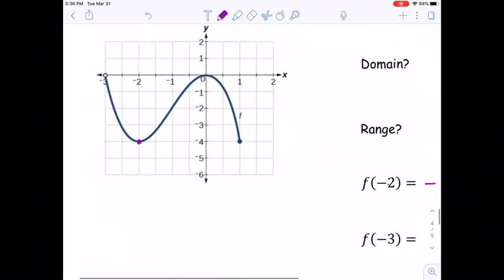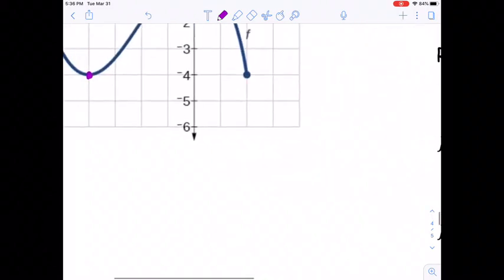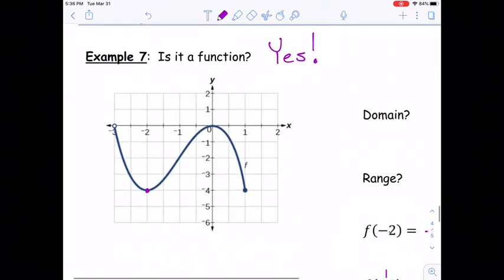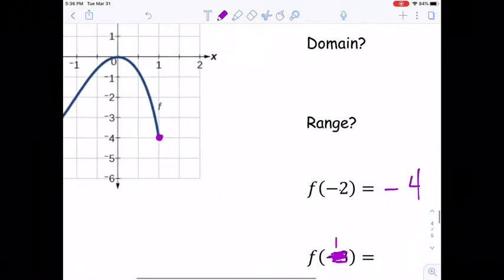Let's do f of 1 instead of f of -3. Since there is actually an open circle at -3, I'm going to change this to an f of 1, because that means at that open circle, that is not a part of our graph. So we're going to look at f of 1. If I put in a 1, I'm right here on the graph. What's coming out there? -4.